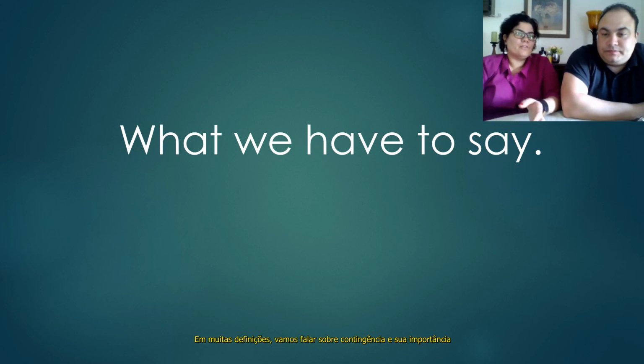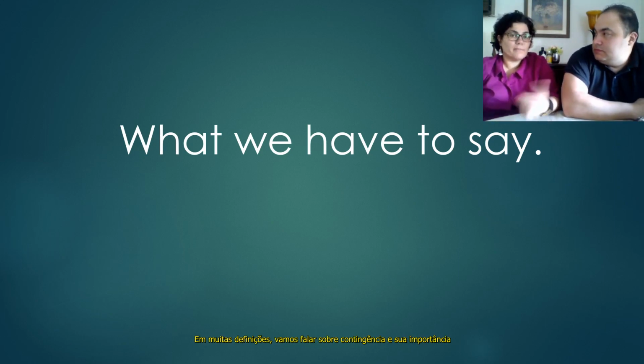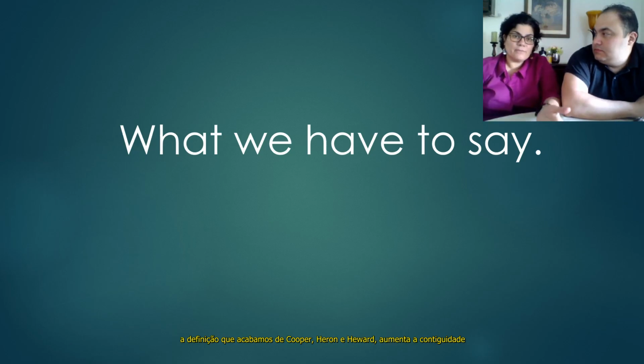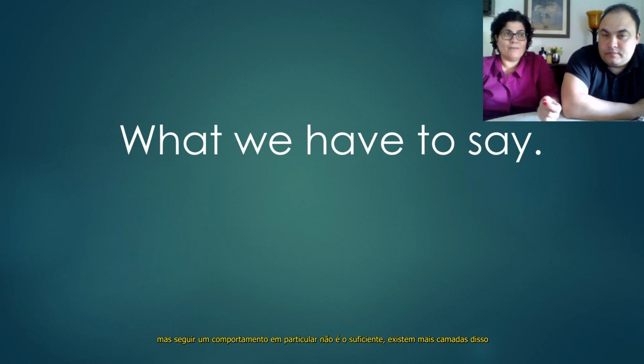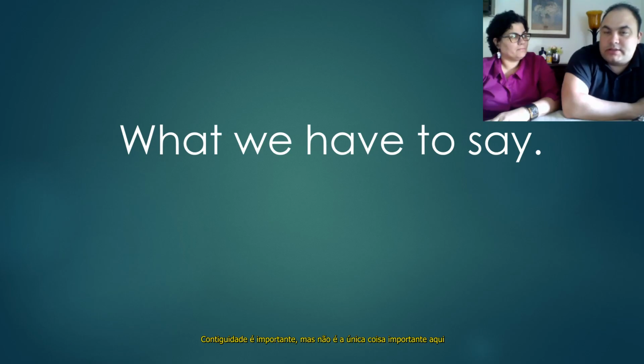In many definitions, we'll talk about the importance of contingency, but the definition we just looked at from Heron, Cooper, and Heward stresses contiguity. So it's a stimulus that follows a particular behavior, but following a particular behavior is not enough. There's more layers to that. That's right. And contiguity is important. It's just not the only thing that's important here.